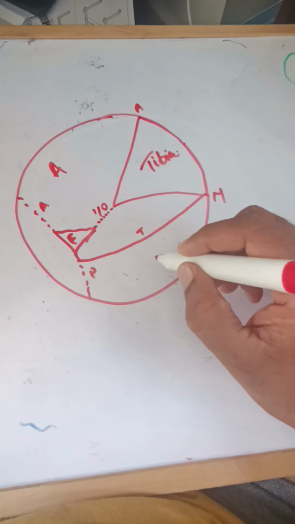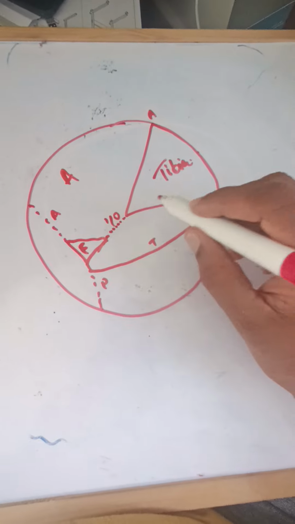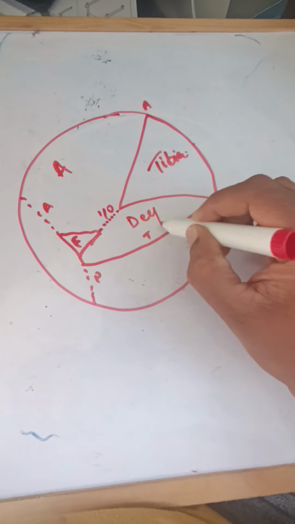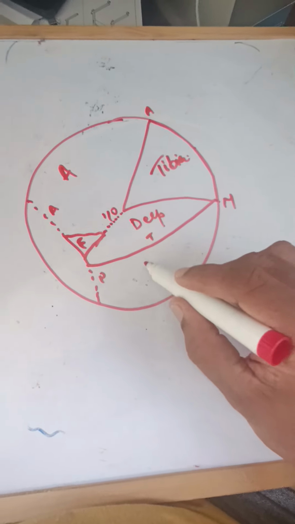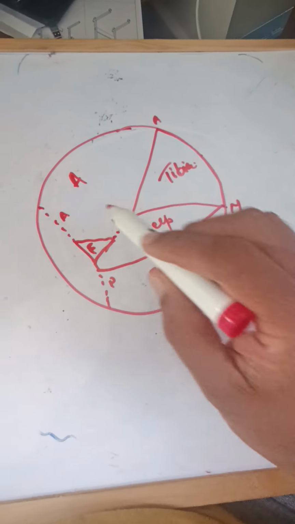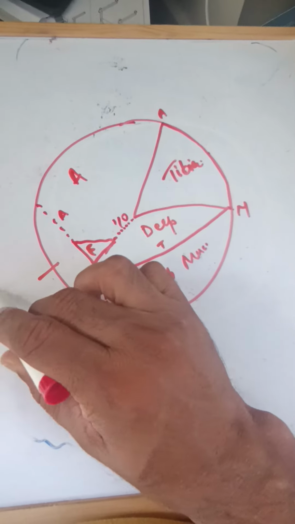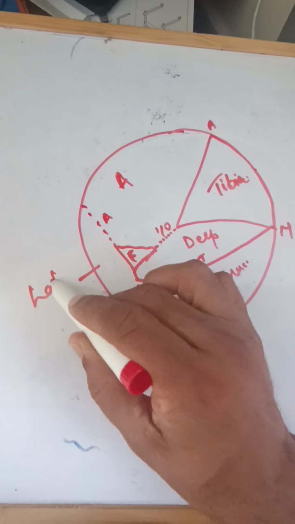Here the posterior compartment, because of the transverse intermuscular septum, is divided into a deep and superficial muscle group, and this compartment is the lateral compartment or the peroneal compartment.